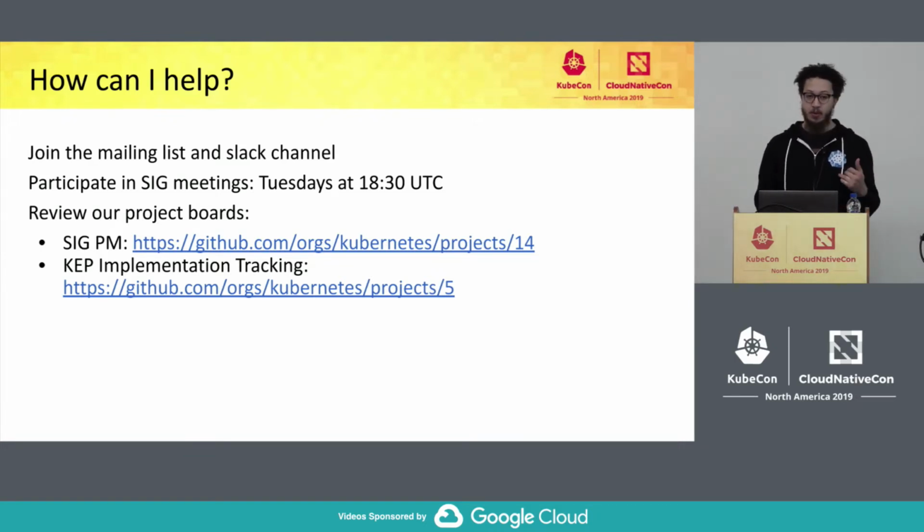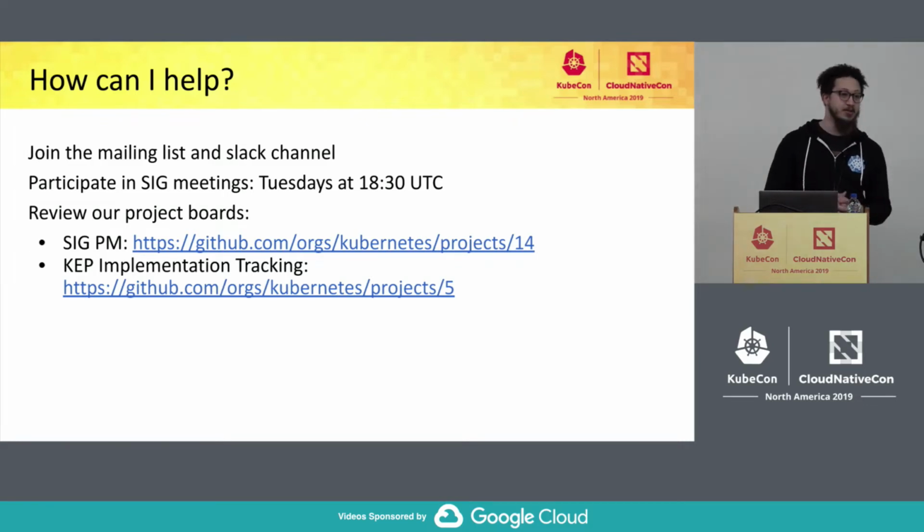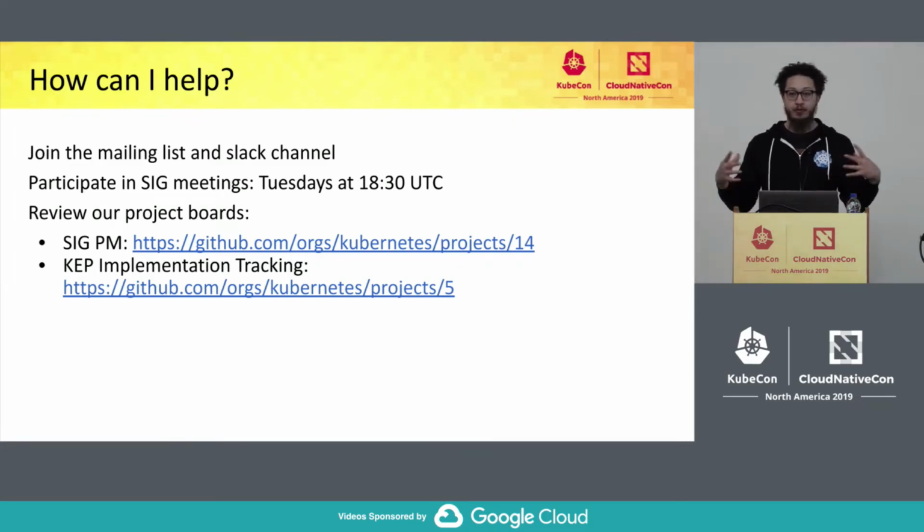We have a few project boards where you can check out our work. That is github.com/orgs/kubernetes/projects: 14 is our primary board, and projects/5 is the KEP implementation tracking. So KEPs are an iterative process, and what we're trying to do is go through that process and improve it with everyone in the community.